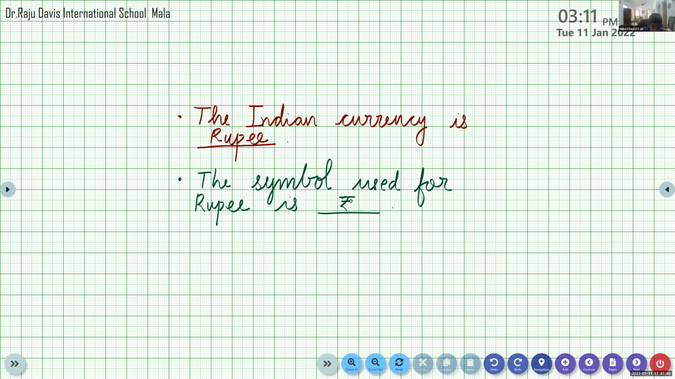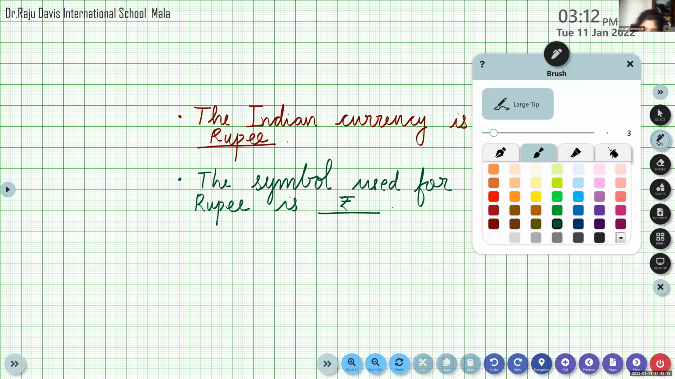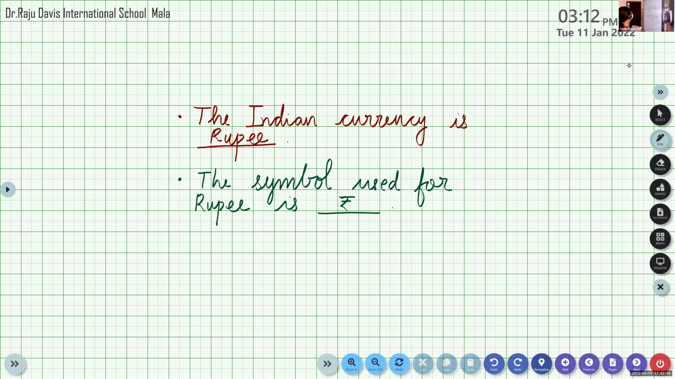Ma'am, we want to write it. You have to write in the notebook. The symbol used. Ma'am, my page is full. Can I go to the next page? Yes, a fresh page.